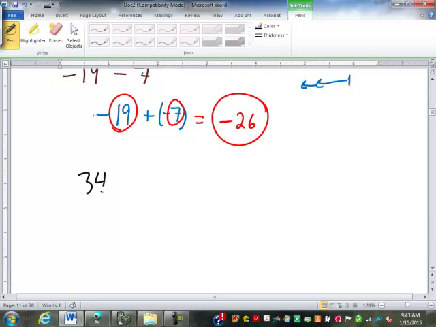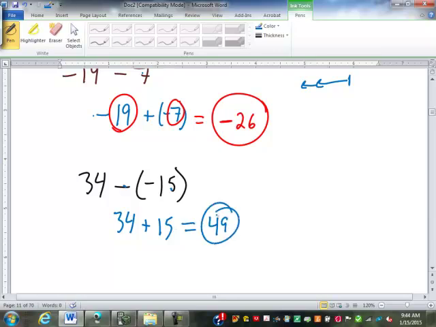Or 34 minus a negative 15. What's that going to be changed to? Yeah, 34 plus the opposite of negative 15 is positive 15. That's just 34 plus 15, which we can do without the vectors, which is 49.